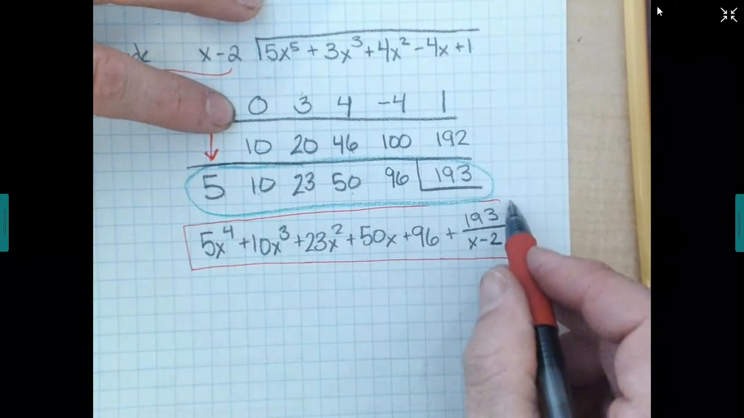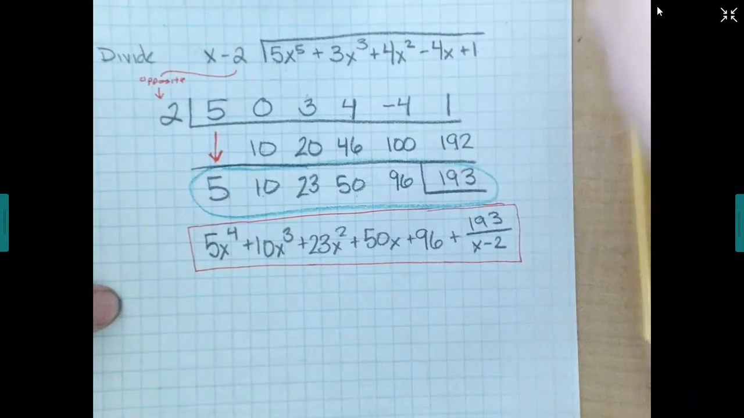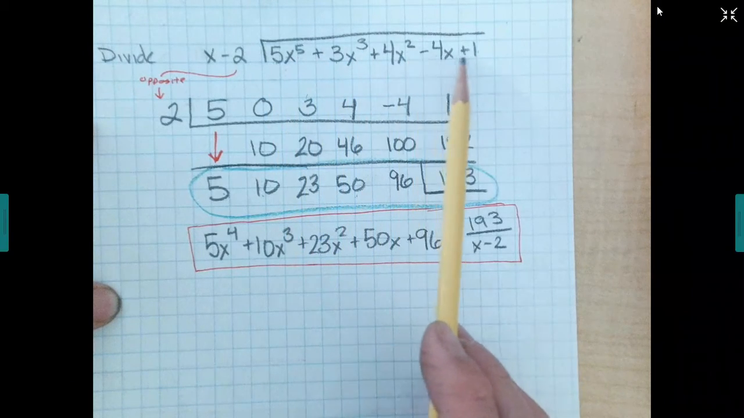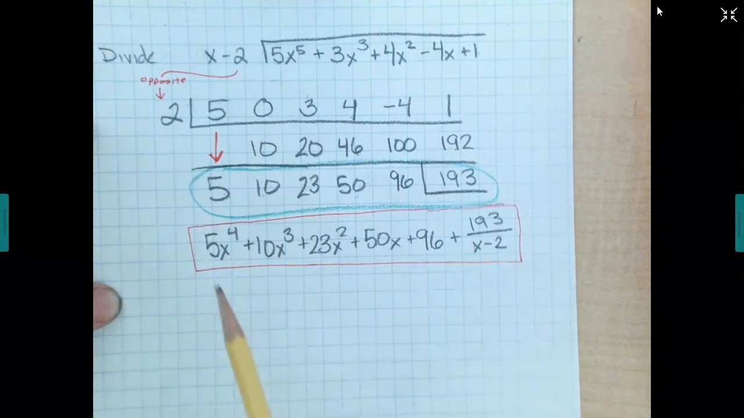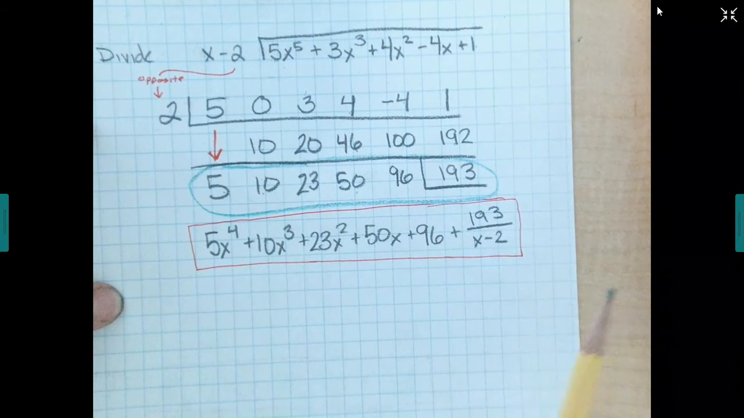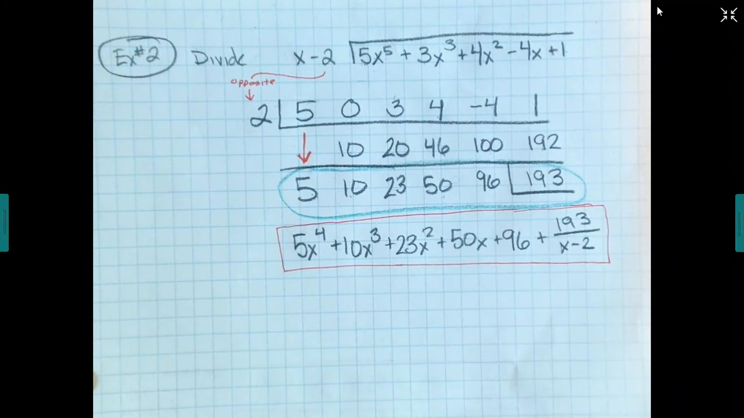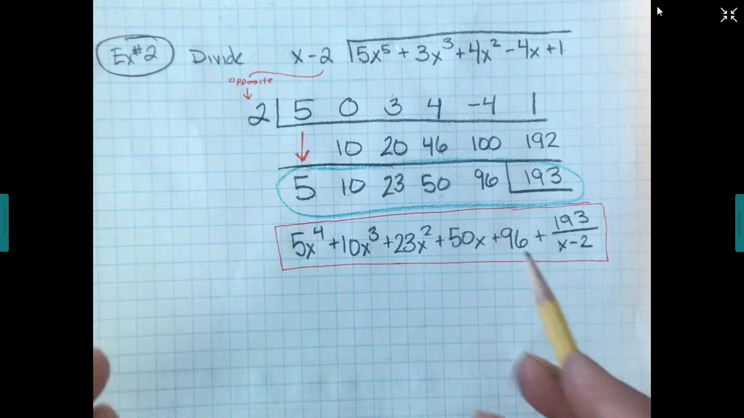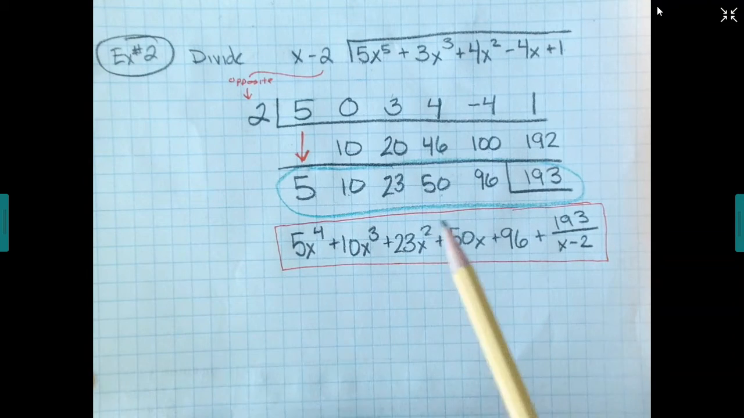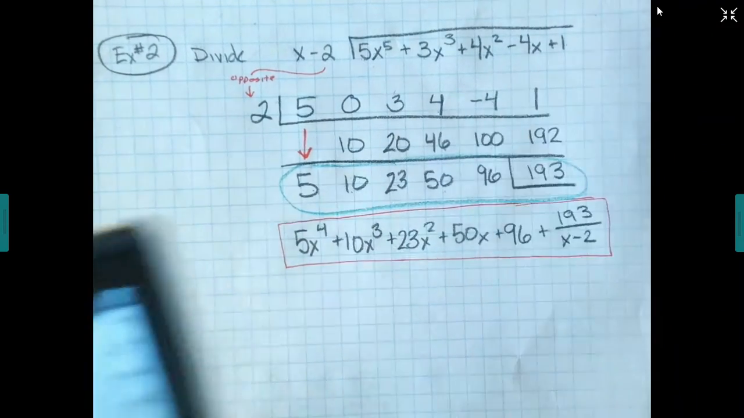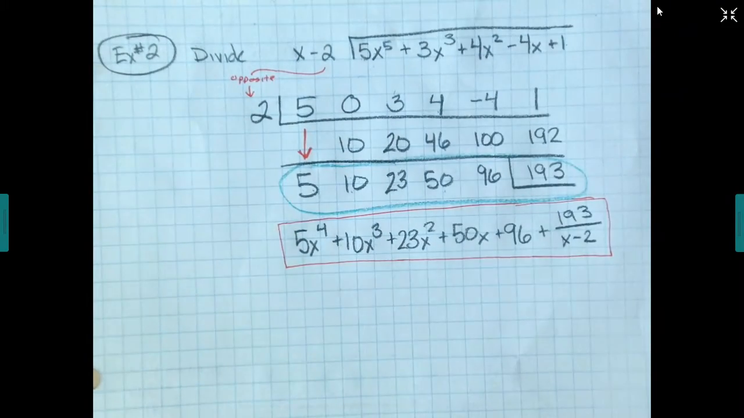So we have what is 5x to the fifth plus 3x to the third plus 4x squared minus 4x plus 1 divided by x minus 2? Well, that's your answer right there. So that's how you use synthetic division to divide polynomials, and it's much easier than what we had been doing. It's much easier than long division if it clicks. So take your time to learn this so it clicks, because this is way easier than long division.